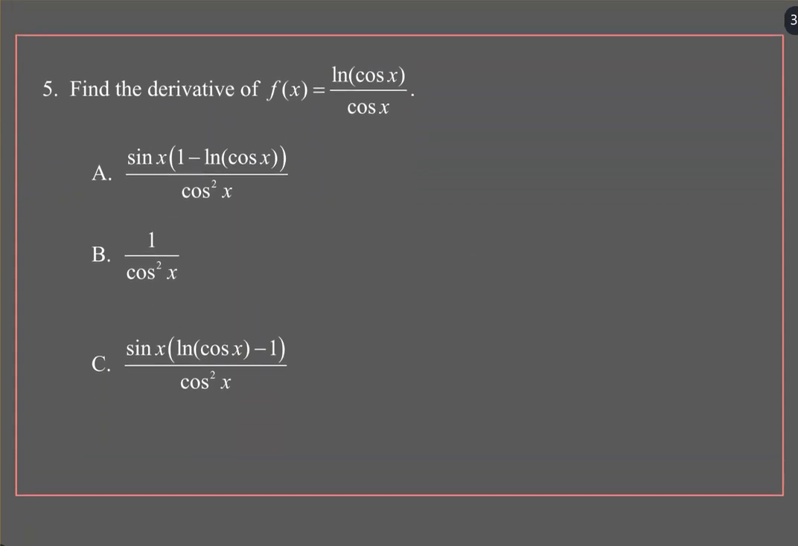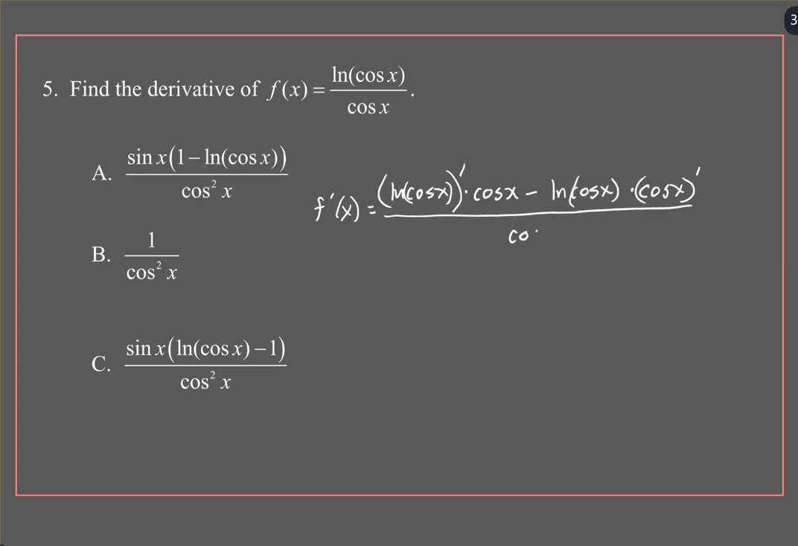So again, I'm going to identify my rules. I got a chain rule inside of a quotient rule. So again, if you want, f prime of x is equal to the derivative of this, ln of the cosine of x, times the cosine of x, minus ln of the cosine of x, times the derivative of the cosine of x. All right, all over cosine squared x.